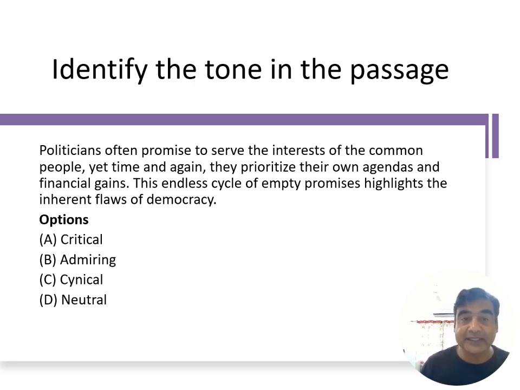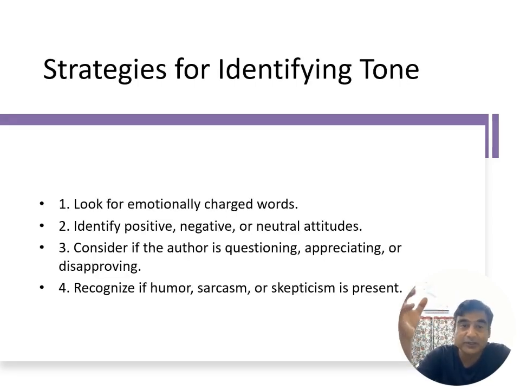Empty promises, inherent flaws of democracy. So when we look at these terms, the author has an inherently negative mindset towards politicians. So the tone here would be cynical. Cynical is based on a predetermined mindset, a self-serving mindset. He says that politicians are having a self-serving mindset. Okay. Therefore, we choose the word cynical. Cynical means pessimistic. So strategies for identifying tone: look for emotionally charged words, identify positive, negative, or neutral attitudes, consider that the author is questioning, appreciating, or disapproving, recognize humor or sarcasm or skepticism. Skepticism again is doubt.